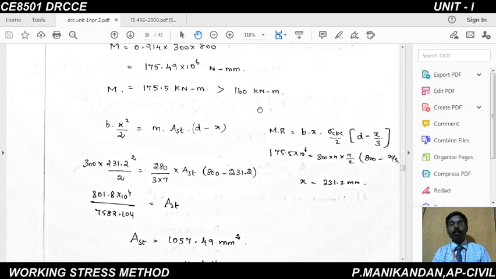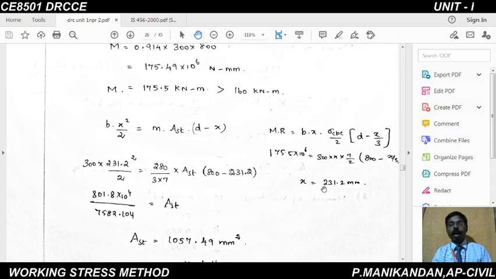So MR, that is moment of resistance, is equal to B into X into sigma CBC divided by 2 into D minus X by 3. The value of moment is 175.5 into 10 power 6, which is equal to breadth of the section 300 into X, the unknown parameter, into the sigma CBC value 7 divided by 2 into the effective depth 800 minus X divided by 3. By resolving this equation, we get the value of X is equal to 231.2 mm.